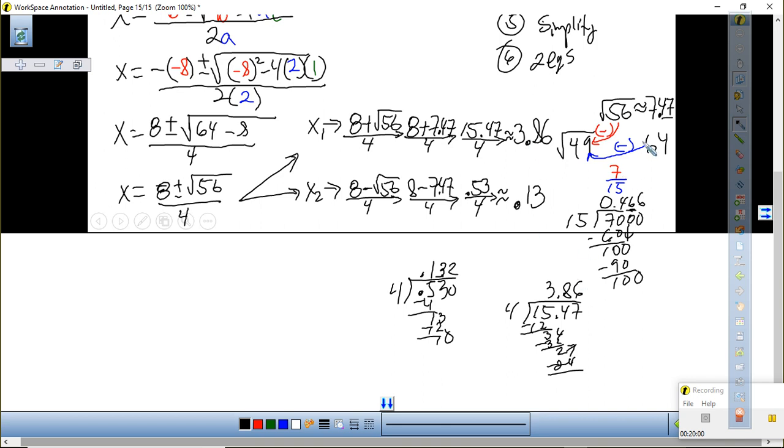Copy that, please. If you want to copy how to change it to decimal form, you're going to need that for the home plate, unless you use a calculator.